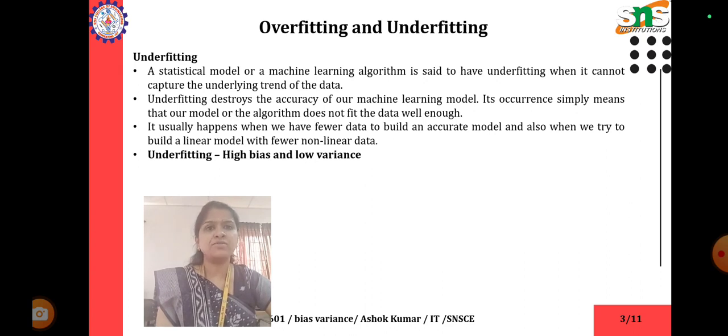It usually happens when we have fewer data to build an accurate model, and also when we try to build a linear model with nonlinear data. Underfitting means high bias and low variance.